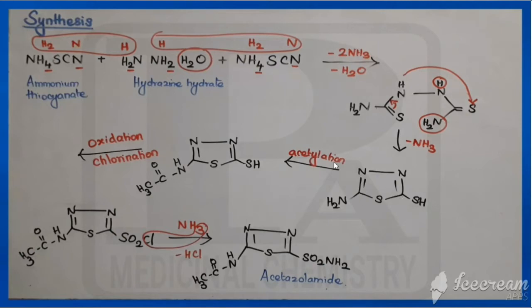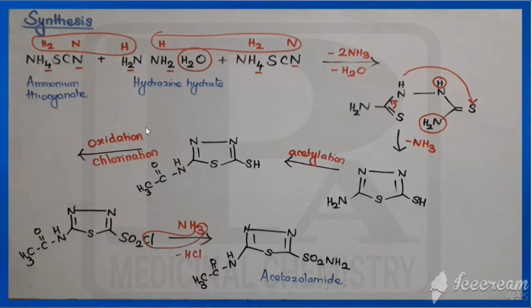Then we are going for acetylation. Here we can write any acetylating agent. So on acetylation, what happens? One H is removed and instead of that we are adding the acetyl group COCH3. That one undergoes oxidation and chlorination. On oxidation, this SH would be converted to SO2. On chlorination, that would be converted to SO2Cl. Now with that we are going for amination by means of ammonia. Here H combines with Cl and is removed as HCl. That's why NH2 has to combine with SO2 and we are getting SO2NH2, that is called acetazolamide.